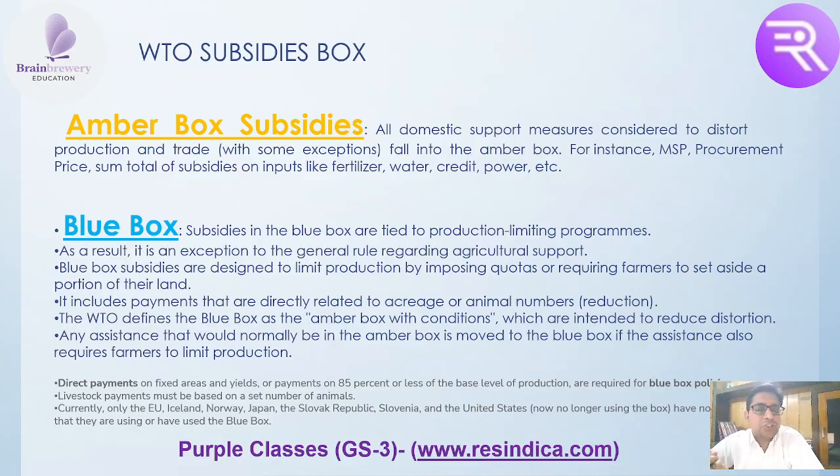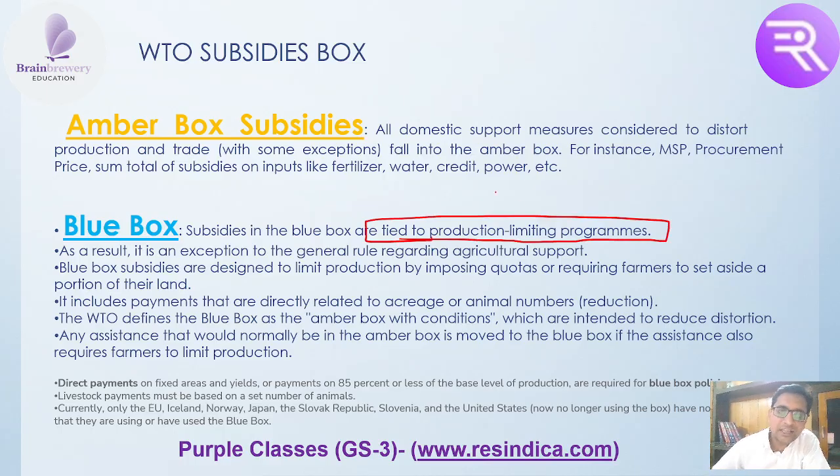So they are trade distortion, because if you are providing free, then automatically the prices of the product will go down and it will distort the international market, right? Then we have a blue box subsidy. These blue box subsidies are tied to certain production, which is limiting the program. That means government is paying you the money to limit the production.